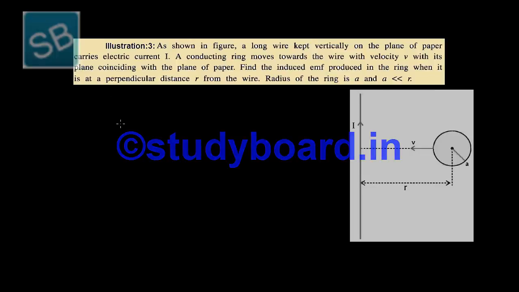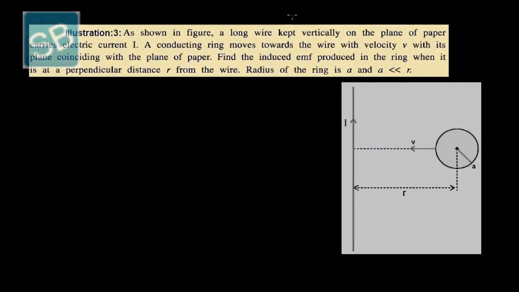So start illustration number 3 as shown in this figure. A long wire kept vertically on the plane of paper. So this is a long wire that carries electric current I, which is shown in the upper direction, and a conducting ring which is moving towards the wire. So the direction of this ring is towards the wire with the velocity v and with its plane coinciding with the plane of paper. So this is the direction.